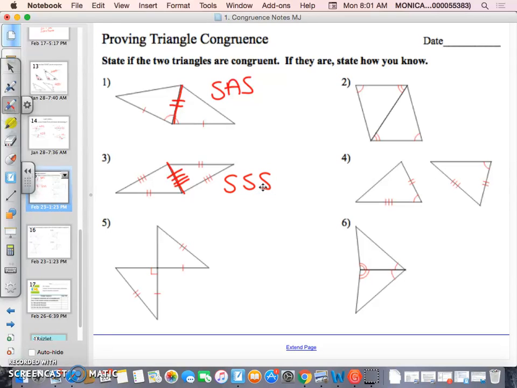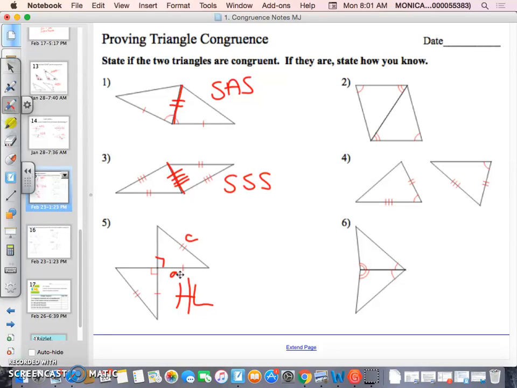And then number 5, I got to go ahead and fill in the information. I know I see vertical angles, so I'm going to go ahead and fill in here. These are both 90-degree angles. So I'm going to think to myself, oh, okay, it's going to be hypotenuse and a leg. And here's the hypotenuse, and here is the leg that I know for both triangles.